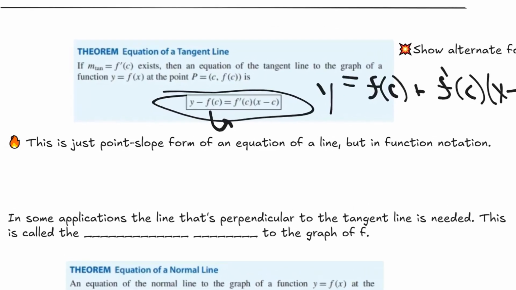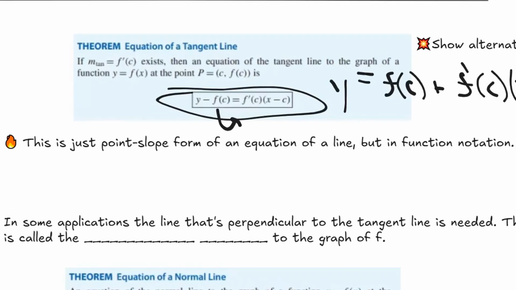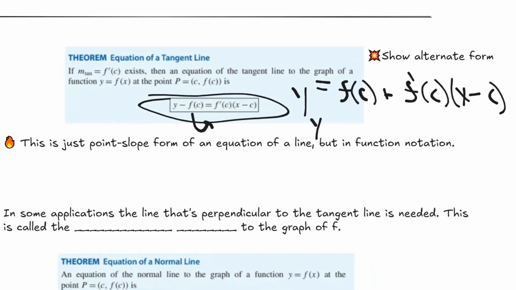Now, this is really just point slope form of the equation of a line in function notation. So in point slope form, this would be y equals y1 plus m times x minus x1. So the c comma f of c is really just your x1, y1, and the f prime of c is the slope m of the tangent line.